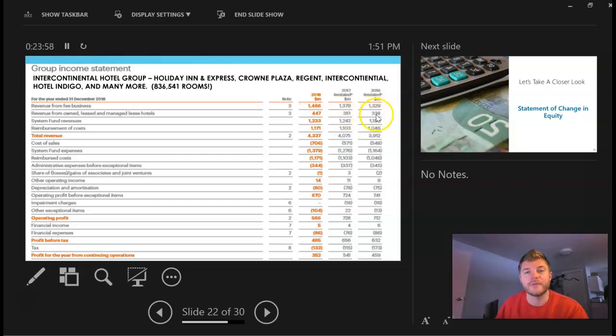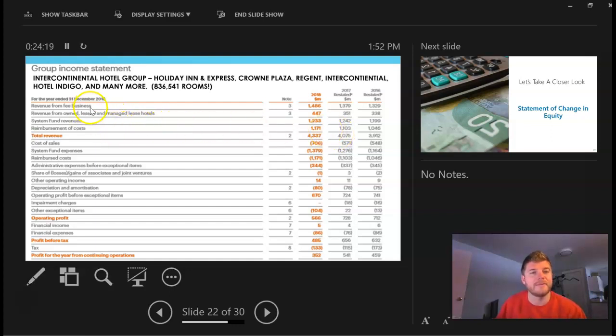You can see there's growth. Same here for revenue from owned, leased, and managed lease hotels. Boom, boom, boom. System fund revenues, reimbursement of costs. Now, you don't necessarily need to understand what these all mean, because unless you're running that company, it doesn't really matter.